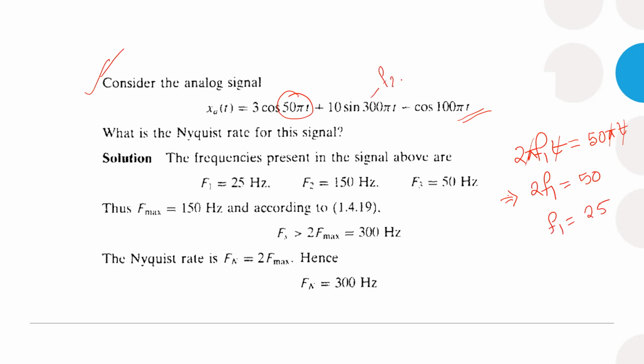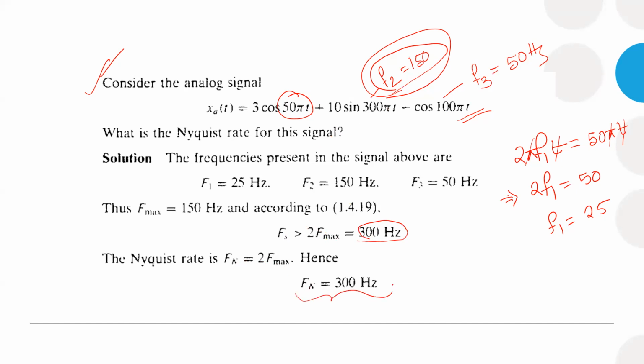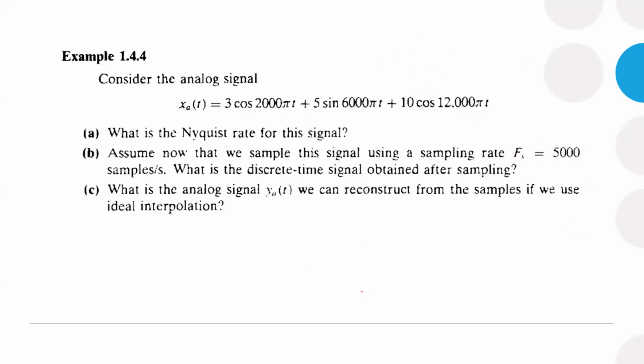Similarly, f2 is equal to 300 divided by 2, which means 150 hertz. F3 is 100 divided by 2, which means 50 hertz. So the maximum frequency component is f2 equal to 150 hertz. Our sampling frequency should be twice this maximum frequency component, which means Fs should be 300 hertz. Nyquist rate is equal to 2 into F maximum, so the Nyquist rate is equal to 300 hertz.